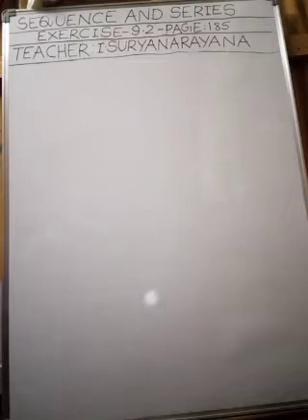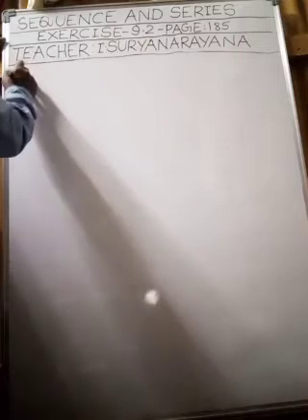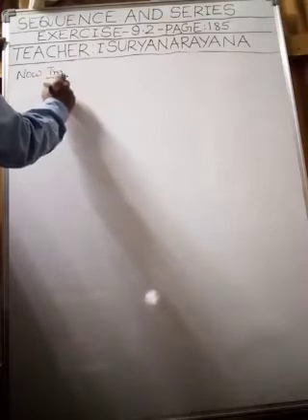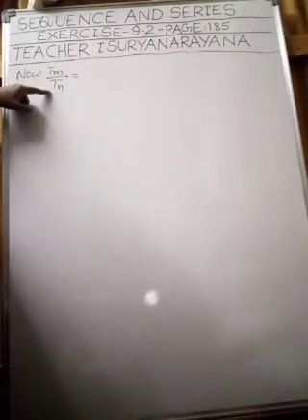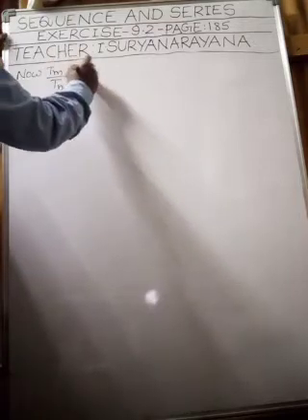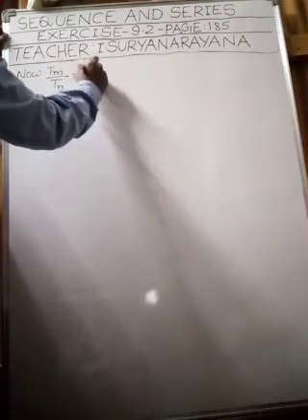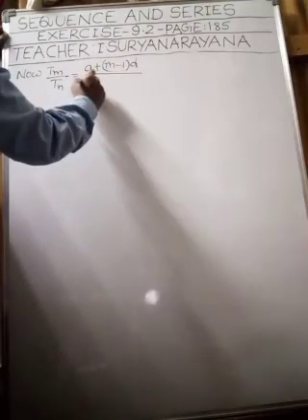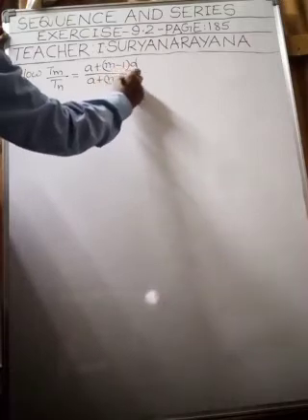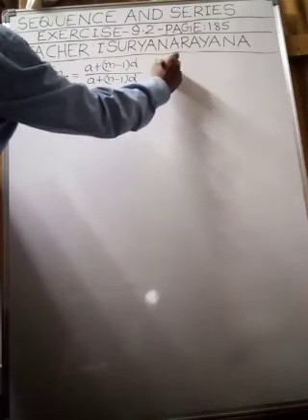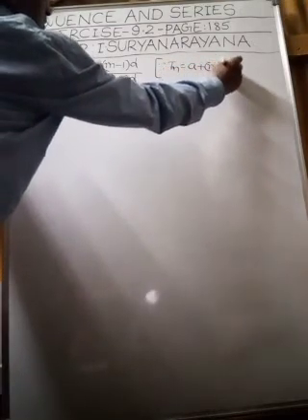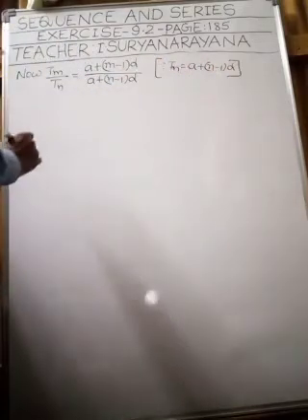Now let us write the ratio of mth term and nth term. Tm by Tn. It means mth term is to nth term. What is the mth term? A plus m minus 1 into d. Here, a plus n minus 1 into d, because the nth term of the arithmetic progression is equal to a plus n minus 1 into d. Understood this step, my children?